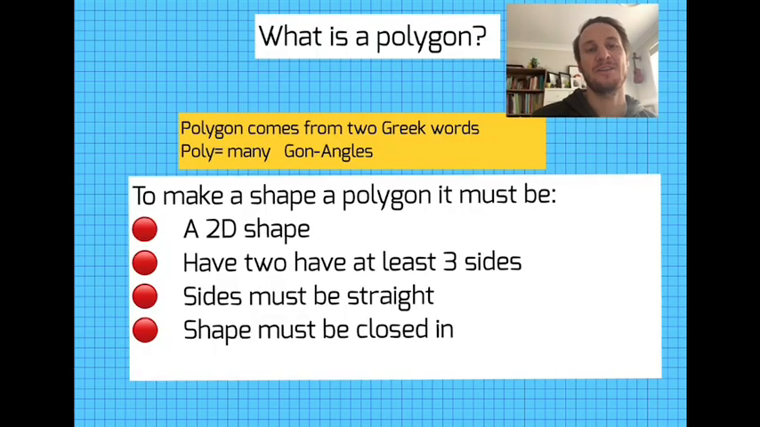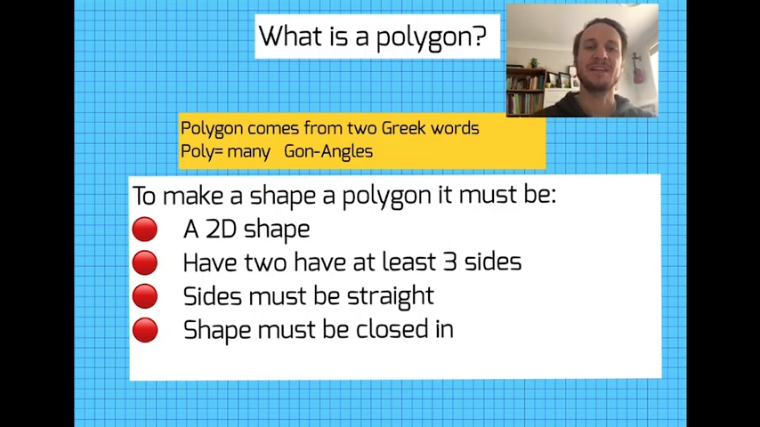So before we start, the word polygon comes from a Greek word, two Greek words actually joined together, poly, which means many, and gon, which means angles, which basically means many angles. And so when we look at what makes a polygon, there's a few things that a shape has to have in order to be a polygon. One of the things that a shape has to have in order to be a polygon is it has to be a two-dimensional shape. Cannot be a 3D shape, has to be a 2D shape.